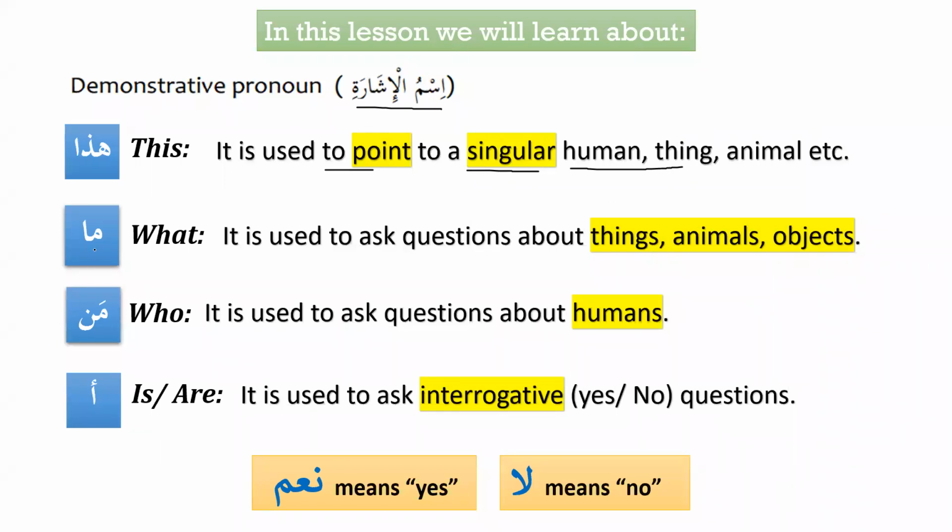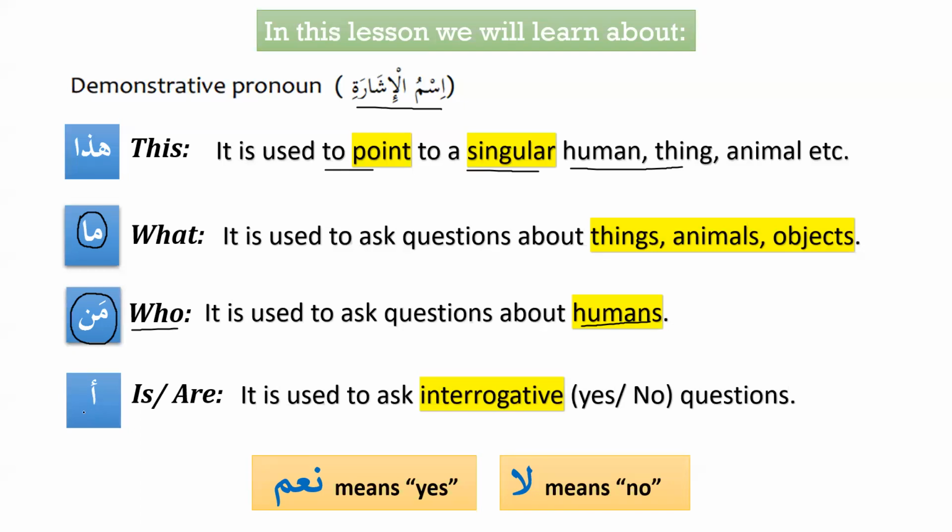Then we will learn about ma, which means what, and it is used to ask questions about things or animals or objects. Then we will learn about man, which means who, and it is used to ask questions about humans. So now if you see the basic difference between ma and man, we can see over here that ma is used to ask questions about things or animals or objects, but man is used to ask questions about humans.